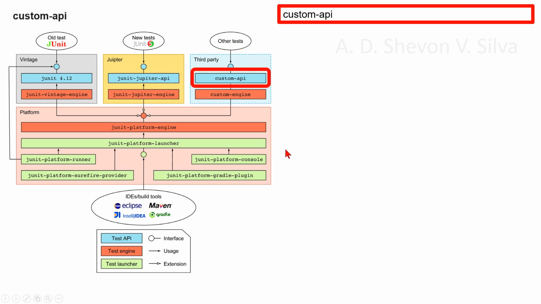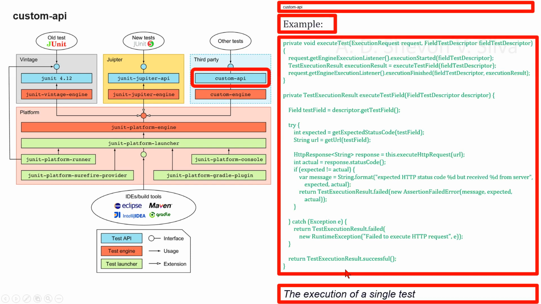Now we are focusing on custom API. Here you can see the execution of a single test. The execute test method is responsible for sandwiching the actual execution call between lifecycle events.